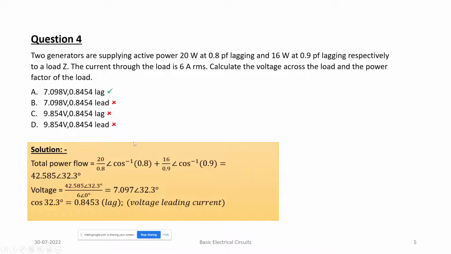So what should be the power factor, leading or lagging? And why? Hello? Anyone?